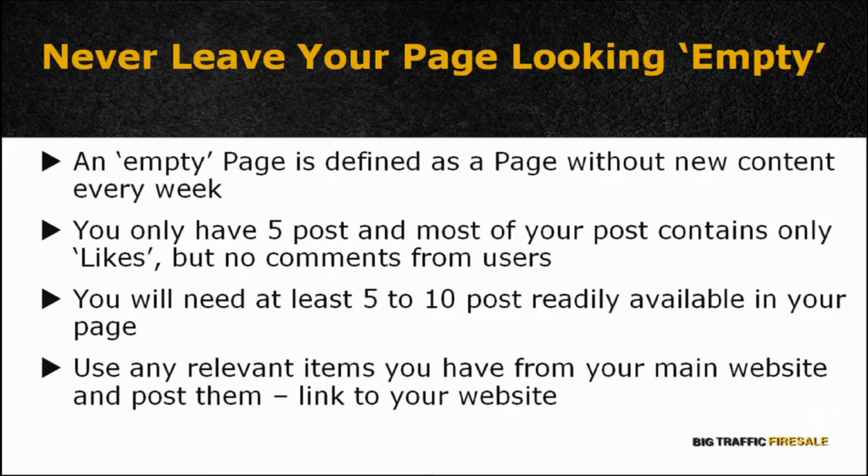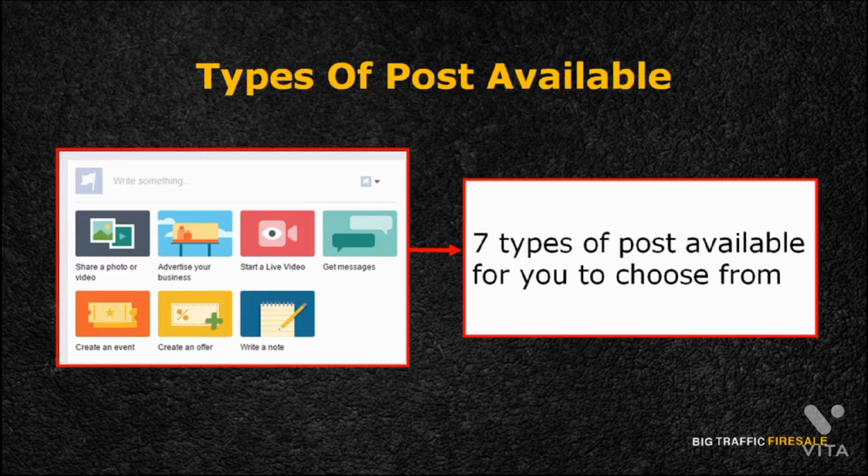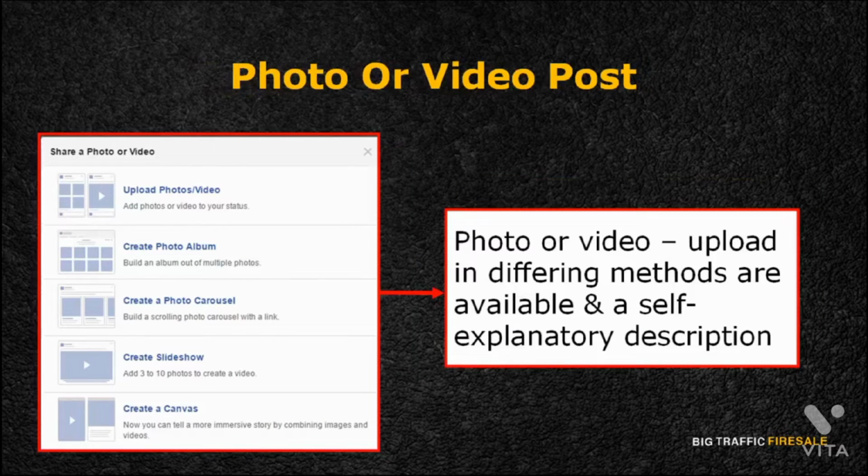Plus, we advise that you put the relevant links of your website on each post to steer users to your website immediately. Once you click on Post, you have 7 different options of posts to choose from. Choose one in relevance to your post. Should you wish to share a photo or video of your products and services, click the icon and a pop-up to upload in differing methods is available. Each option comes with a self-explanatory description to ease your decision.